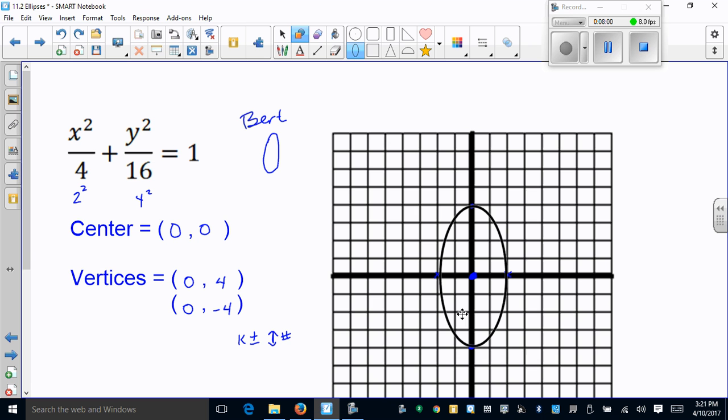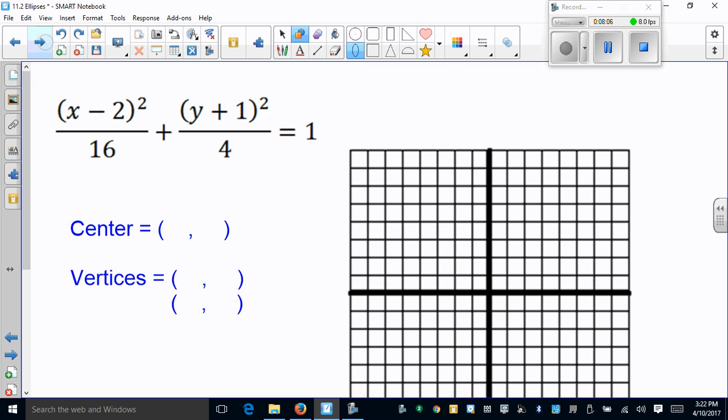Okay, now let's do a center somewhere not in the middle. X minus 2 gives me a value here. Oops, let's go back to the pen. Gives me a value here of 2. And this is Y minus a negative 1, so it's negative 1. This one is 4 squared, 2 squared. So this is going to be an Ernie because this guy here is bigger.